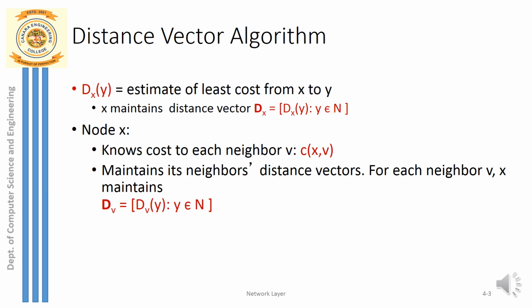Let's start with the distance vector algorithm. Alternate name for distance vector algorithm is Bellman-Ford algorithm, and I hope you all have implemented this Bellman-Ford algorithm in the lab. So the purpose of this algorithm is calculation of shortest path from source to destination.